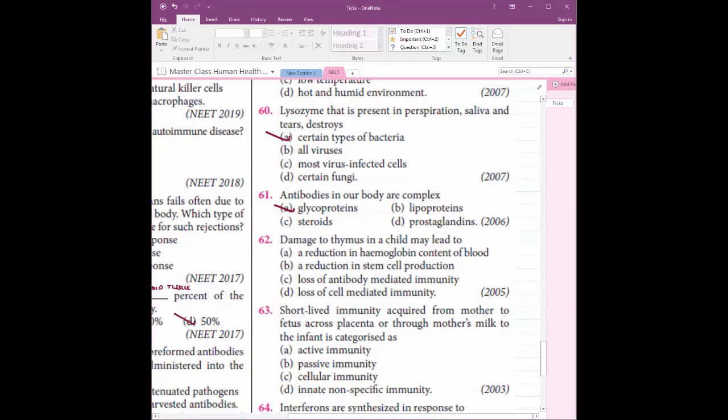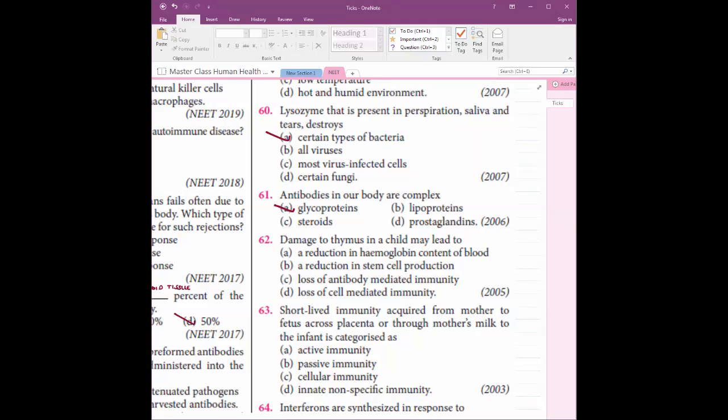Lipopolysaccharide. Okay, we are going to have the lipopolysaccharide layer, the cell membrane. This is lipopolysaccharide. Anyways, damage to thymus in a child may lead to, guys, what was thymus responsible for?